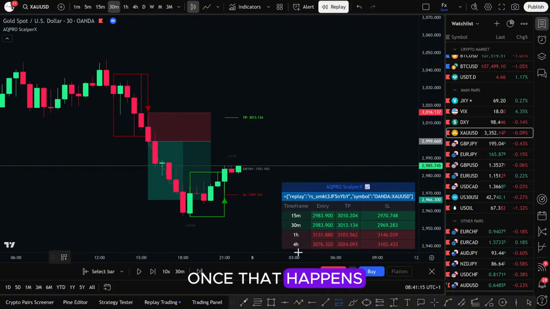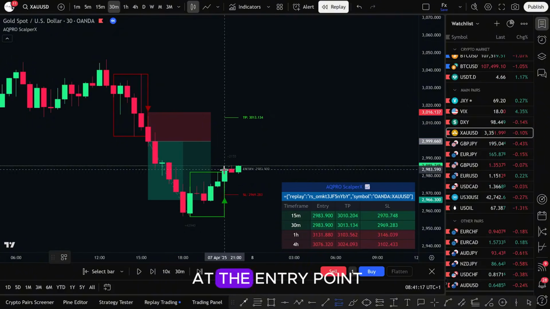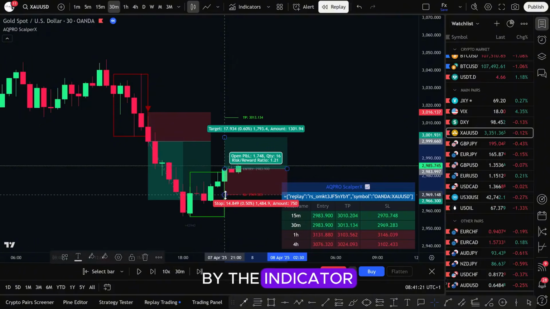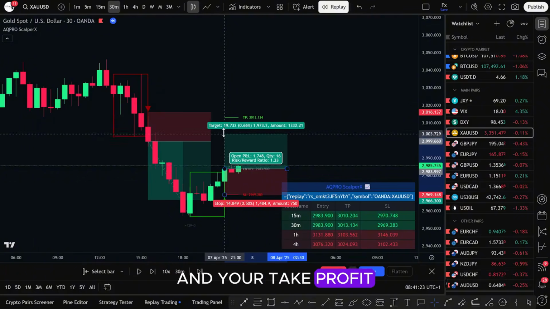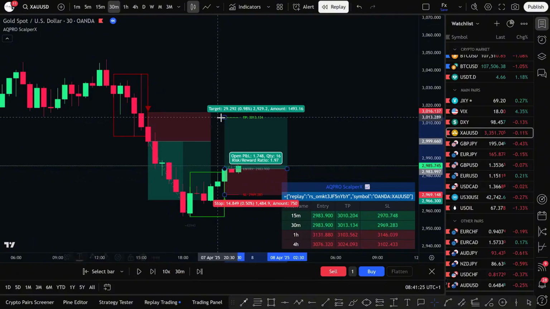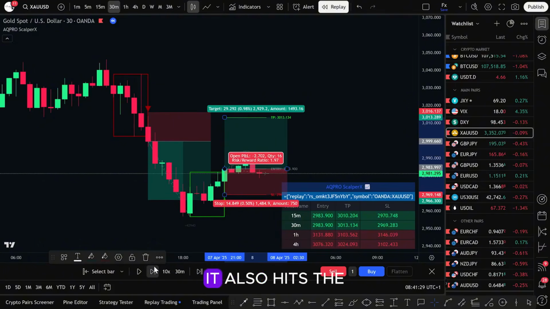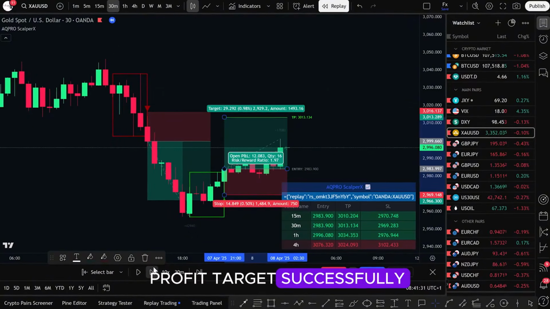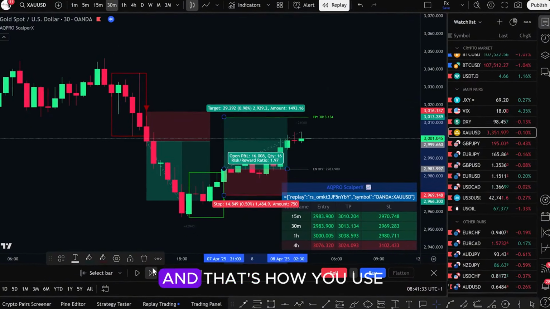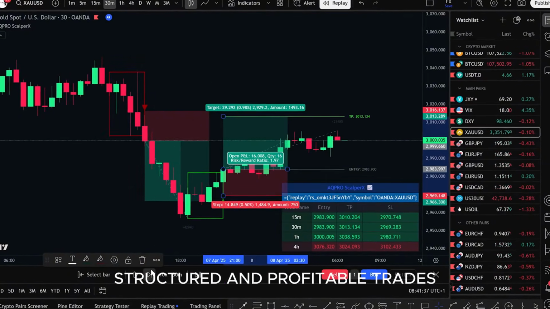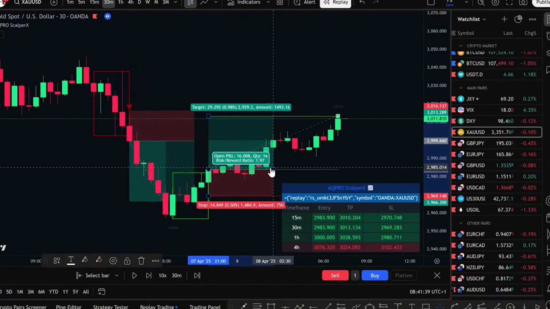Once that happens, enter your long trade at the entry point. Set your stop loss at the level provided by the indicator, and your take profit at the take profit line just above. As the trade runs, price moves up, and in this case, it also hits the profit target successfully. And that's how you use the AQPRO ScalperX to take clear, structured, and profitable trades.